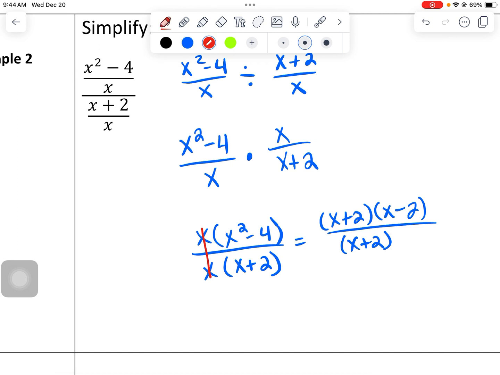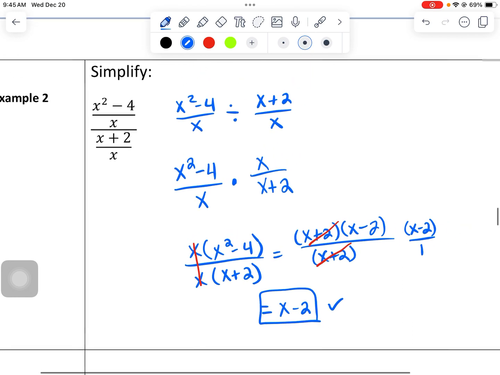And we have a common factor, again, of x plus 2 divided by x plus 2. And anything divided by itself simplifies to 1. So we end up with x minus 2 over 1, which simplifies to just x minus 2. And that would be our final answer for this problem.